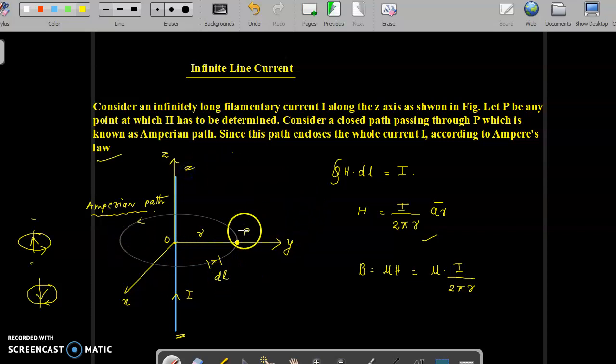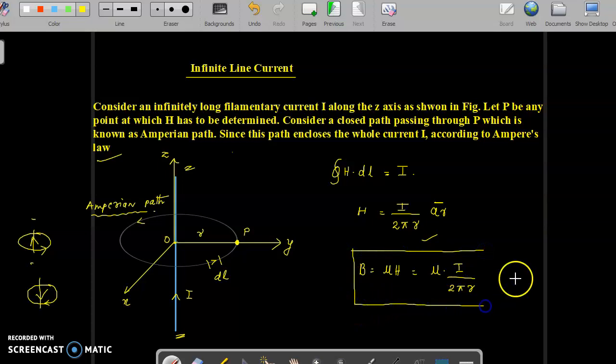This circle represents the Amperean path. This is nothing but the lines of force, the field around the current carrying conductor. So we can connect B equal to mu H to find the magnetic flux density at point P. If you need to express this in vector form, then you need to multiply by the unit vector which is acting along this direction.